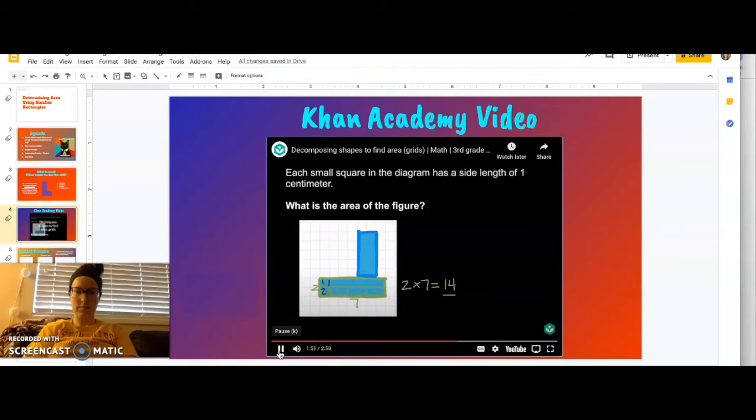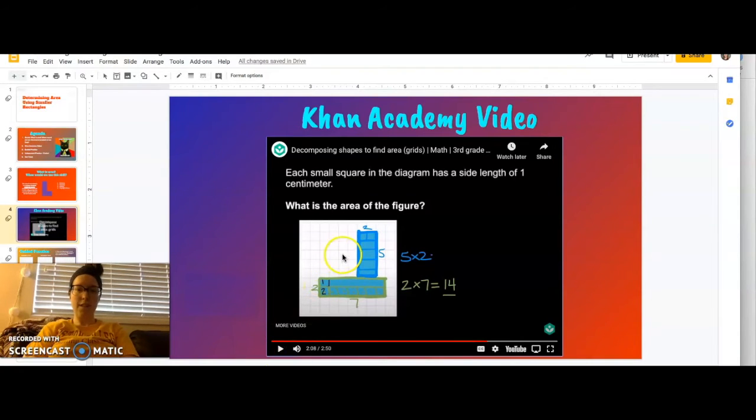And the top rectangle, let's see, we have 1 row, 2, 3, 4, 5 rows. And each of those rows has 2 square centimeters. So we have 5 rows of 2 square centimeters, or 10.